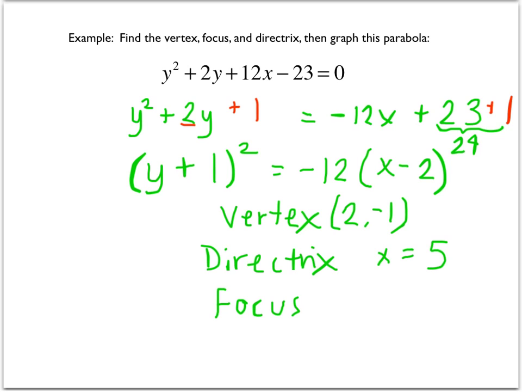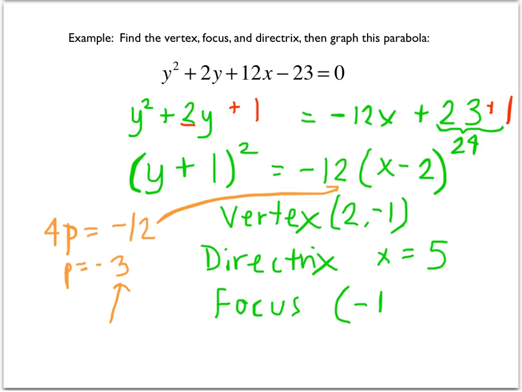And my focus, oh, and by the way, I should have one more thing I kind of forgot to do here. How do I determine what that is? Well, remember this value there, that's what 4p equals. So 4p equals negative 12. That means p must be negative 3, actually just a distance of 3. So the distance from the directrix to the vertex, as well as the distance from the vertex to the focus, has to be that 3 number there. And so that's why the coordinates of the focus then will be negative 1, negative 1.